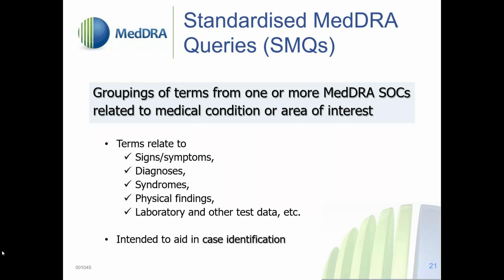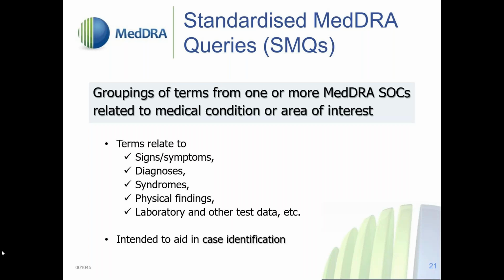Before the provision of the SMQs, the people building the queries selected different PTs and used these for providing retrieval results to, for example, regulators. And so the regulators got different searches for the same medical condition.